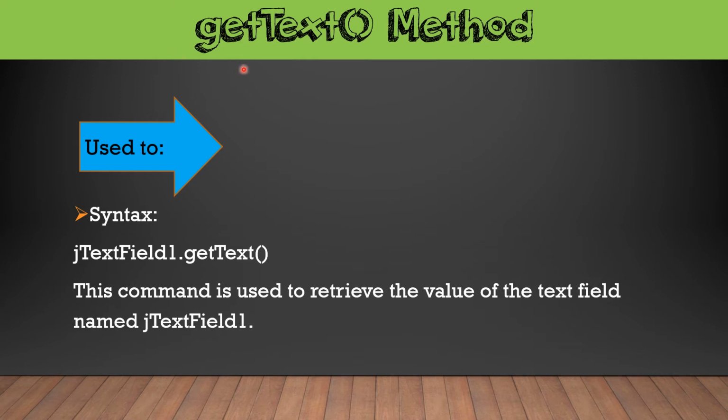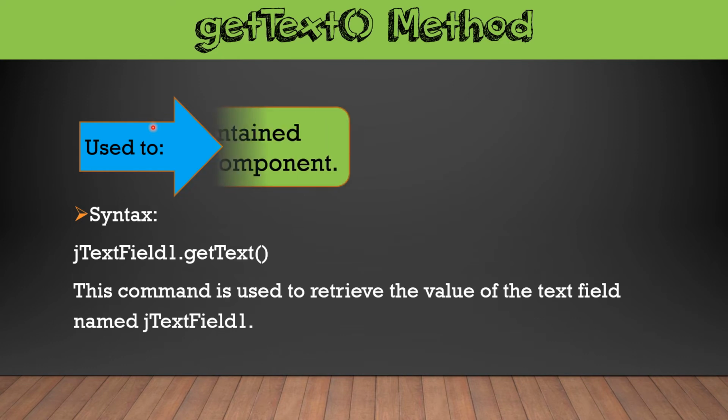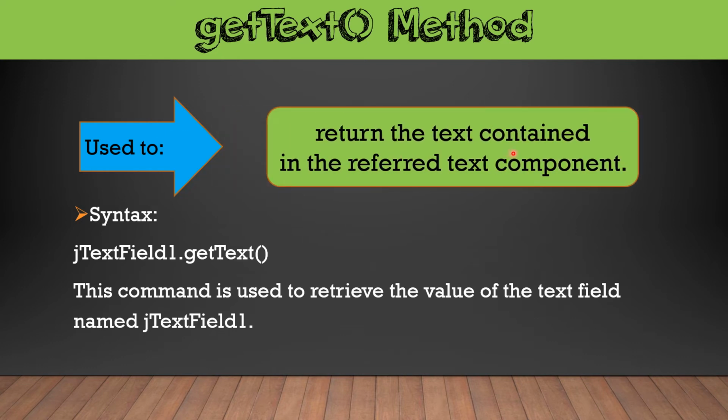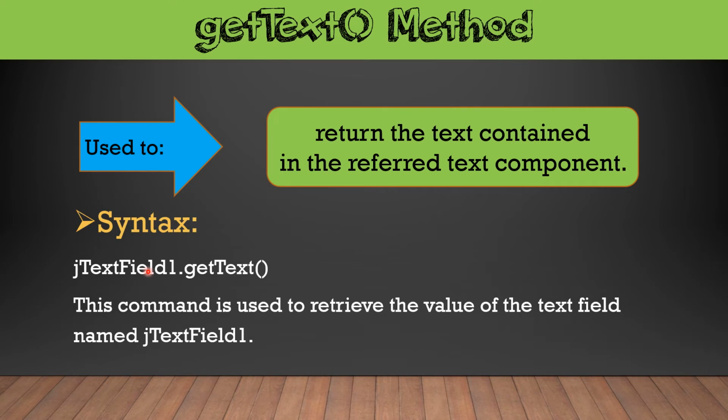Before proceeding to the coding of the program, we have to discuss the getText method in more detail so that you do not get confused. Why is it used? It is used to return the text contained in the referred text component. Basically, this referred text component is the component from which we are going to take the text. Here is the syntax of the getText method.